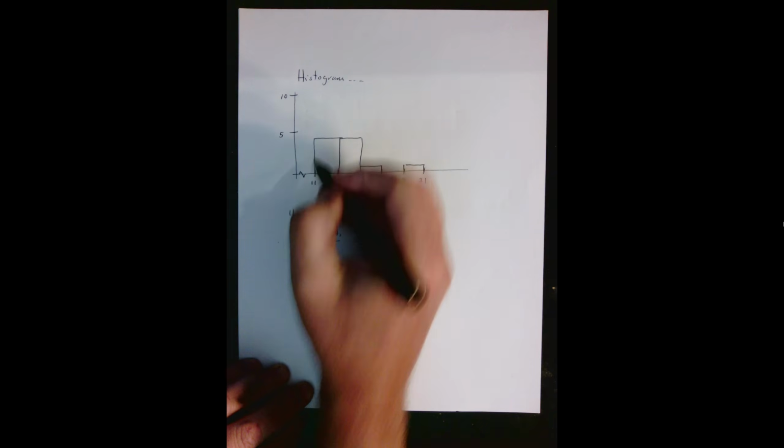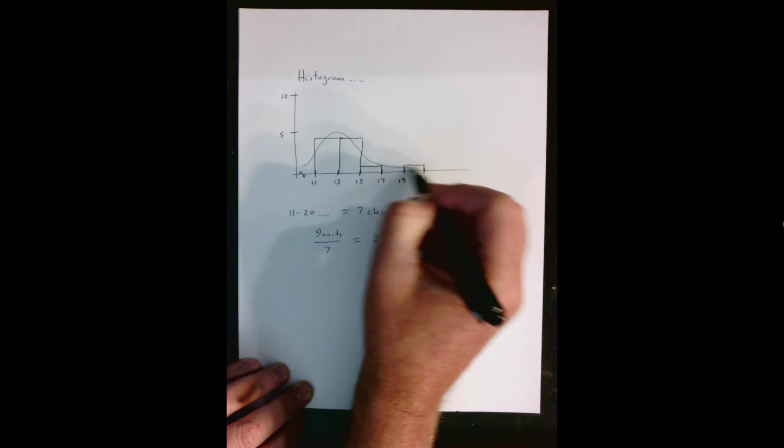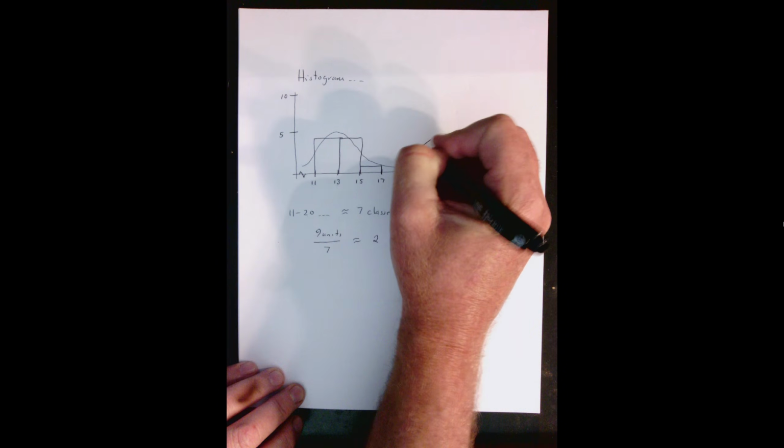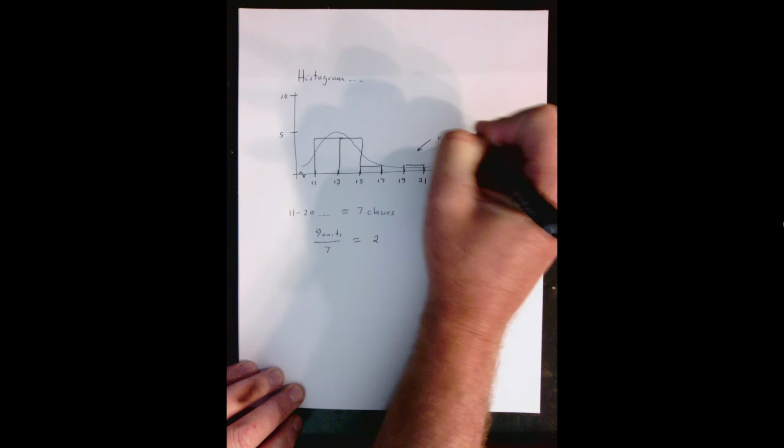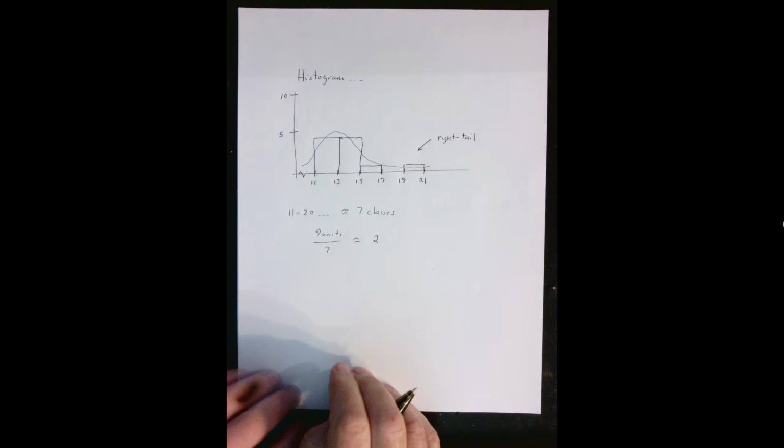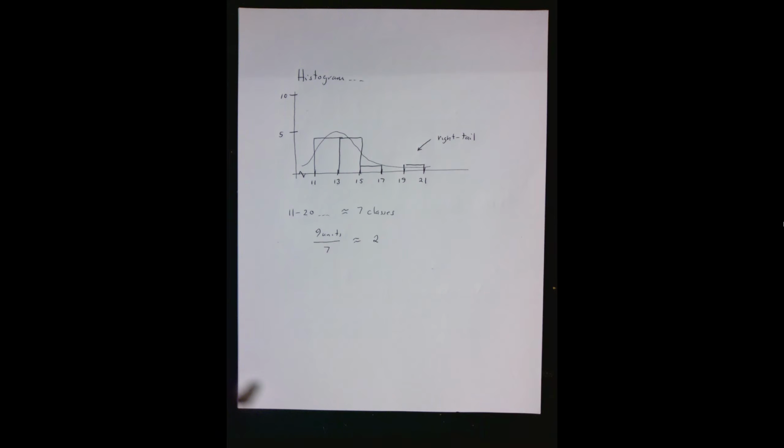Now, you can still see that we have a distribution with a right tail, which gives us a right skewed distribution.